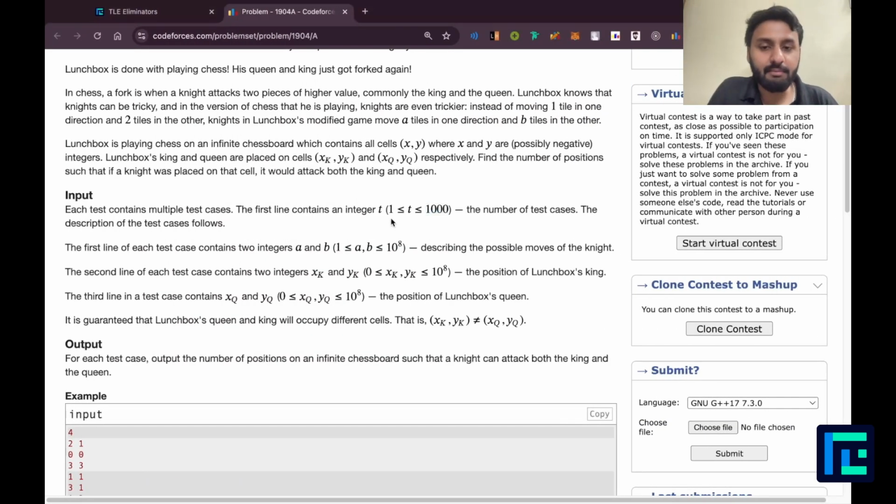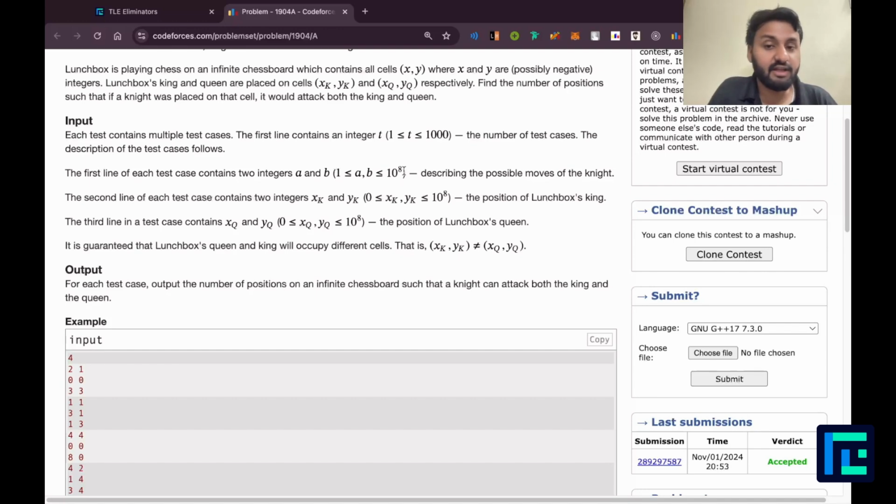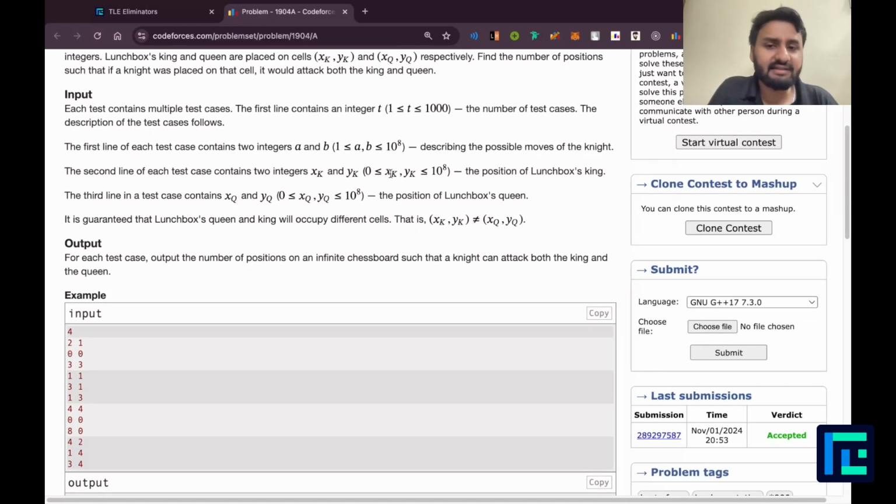Now this is very important because if I look at A and B over here, they're very huge. They are in 10 power 8 order. Alright, XK and YK are also in 10 power 8 order.